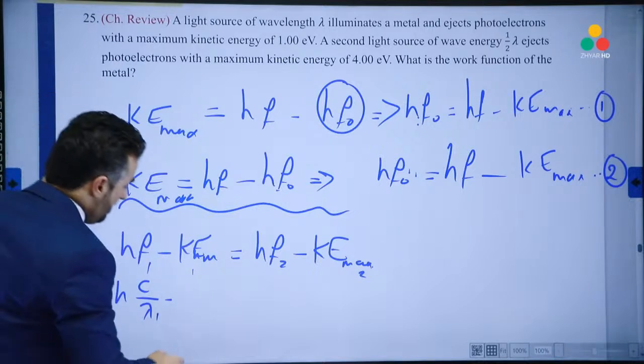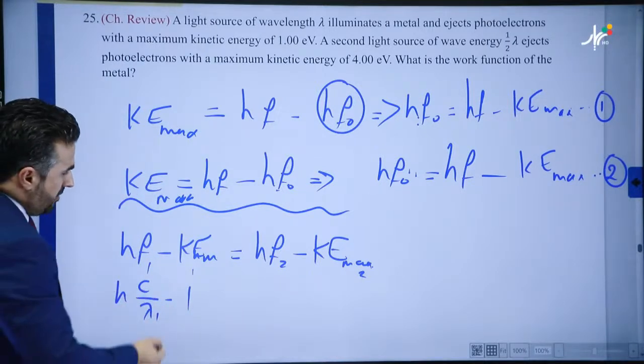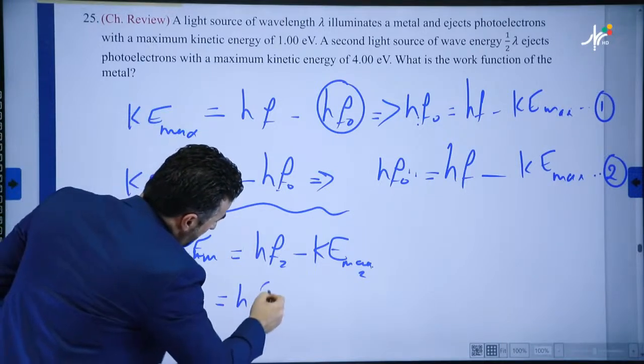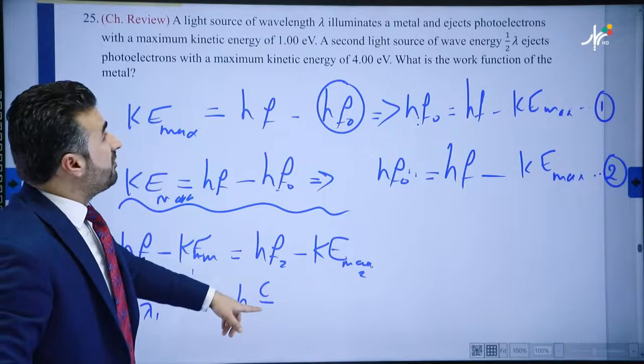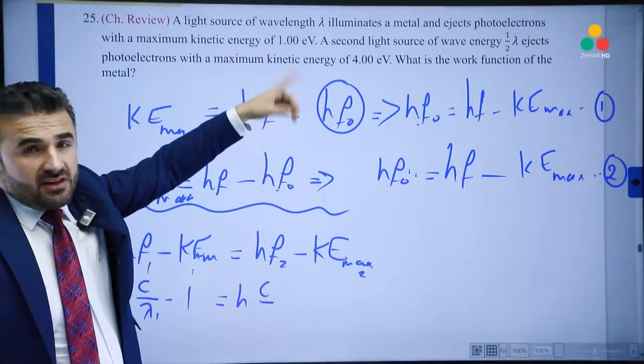Maximum kinetic energy, it is 1 electron volt. By the way, I'll just keep it in electron volt for now. I can do the conversion later. Equals the other one again, it is equal to h, but remember this, that is speed over wavelength, yeah? But it says the wavelength is 1/2 of the other wavelength.